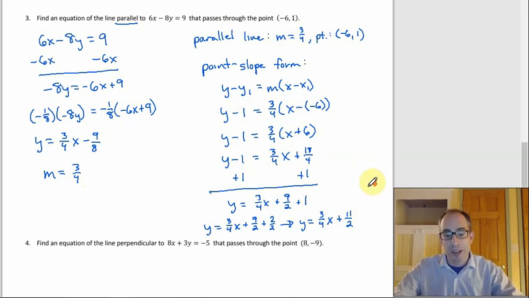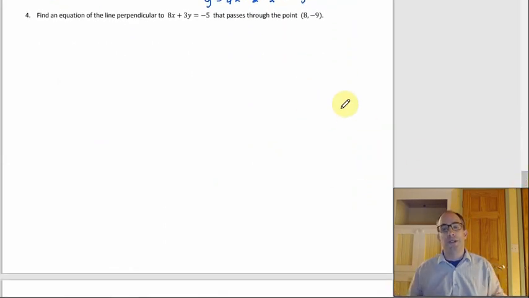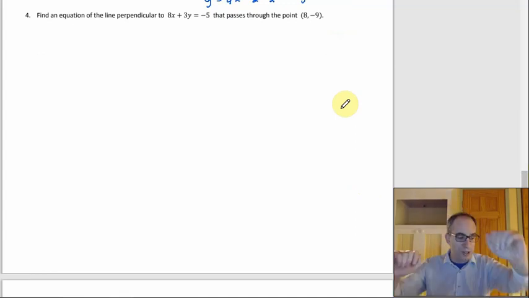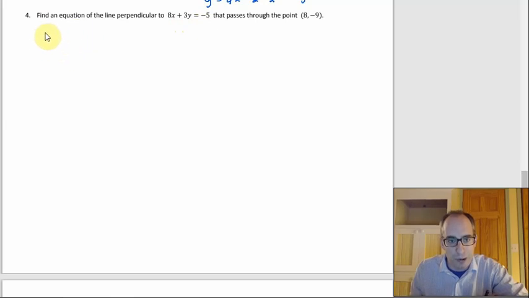And with number 4, that's basically the same exact thing that you do, except that the line that you want is perpendicular, so you have to use the negative reciprocal of the slope instead of the exact same slope. That's really going to be about the only difference. So we still have to do the same thing at the beginning. We're going to want to know what the slope of this line is, and it would be easier if it was written in slope-intercept form.